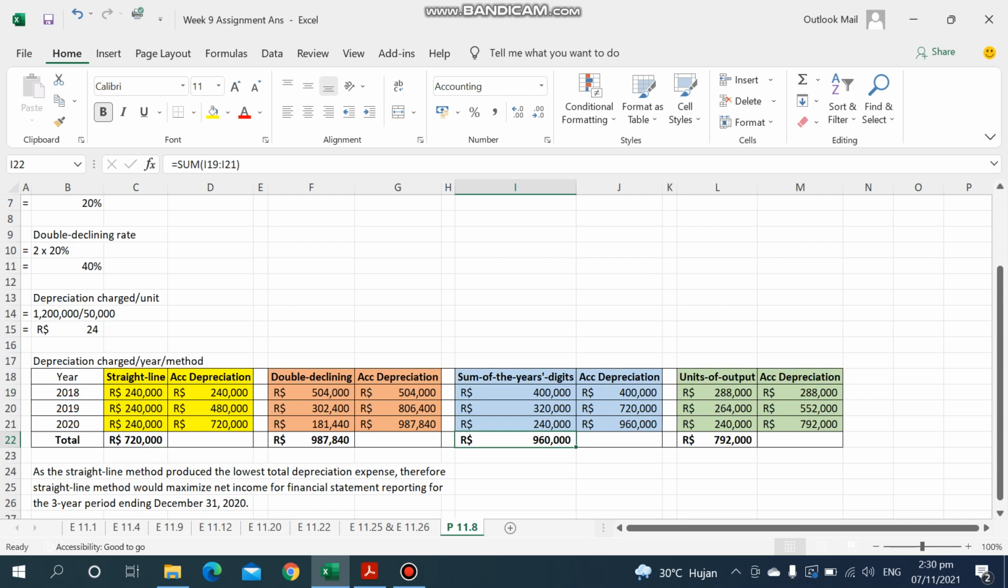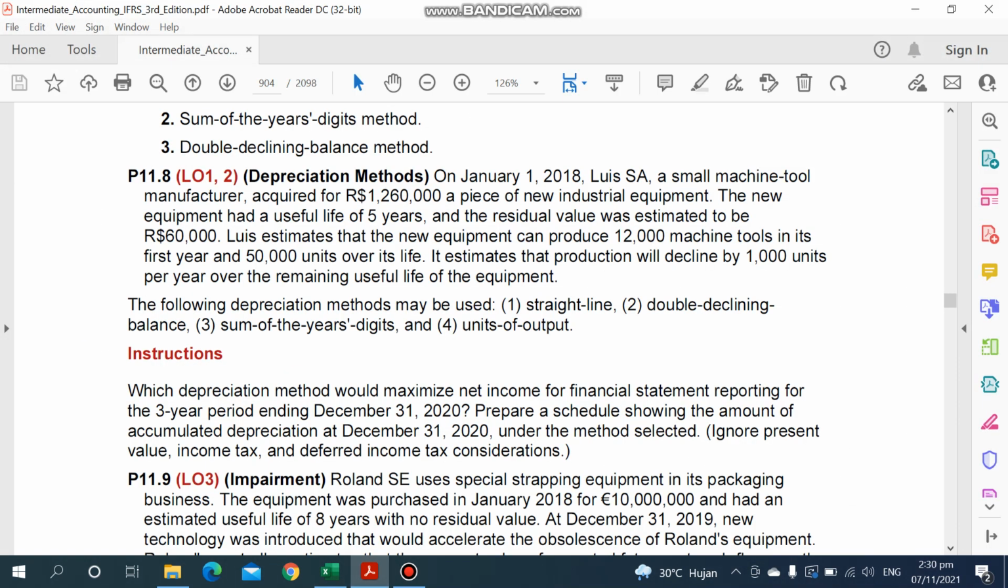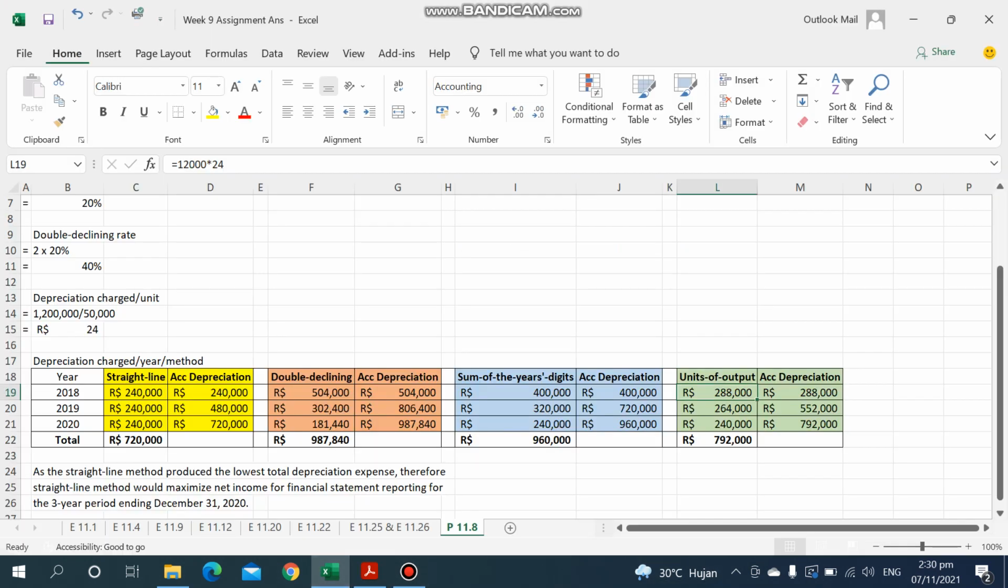And then for units of output, we have calculated one unit is 24. So just multiply by the units of production for each year. The units of production started from 12,000, and then it will be declined by 1,000 every next year. So it is 12,000 for the first year times 24 is 288,000, and then the second year will be 11,000 because declined by 1,000, times 24, it will be 264,000. The third year will be 10,000 times 24, it is 240,000. So in total it is 792,000.